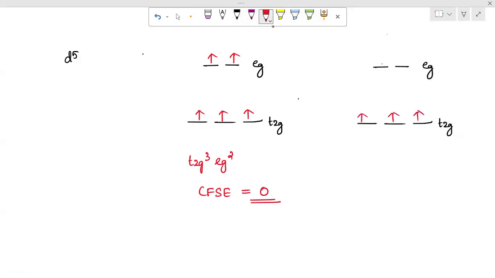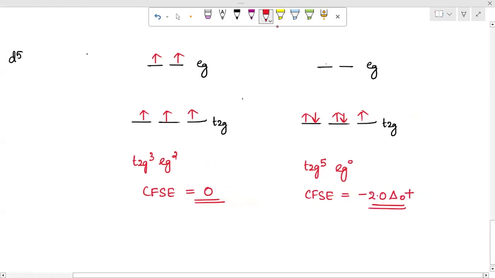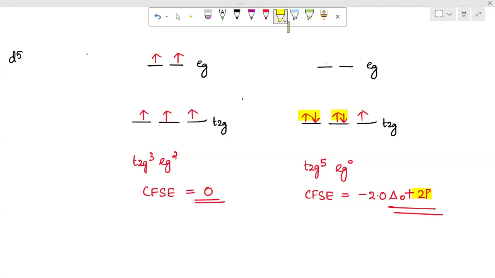Over here, 1, 2, 3. It cannot jump because it is a low spin complex. The splitting energy is large. So instead it will get paired over here. Here the configuration is t2g5 eg0, and the CFSE is going to be minus 2 delta O plus, important, that's not it, plus 2P, because 2 of the electron pairs are paired. Okay.